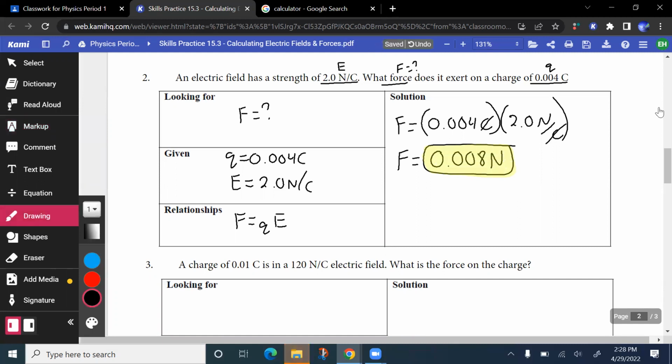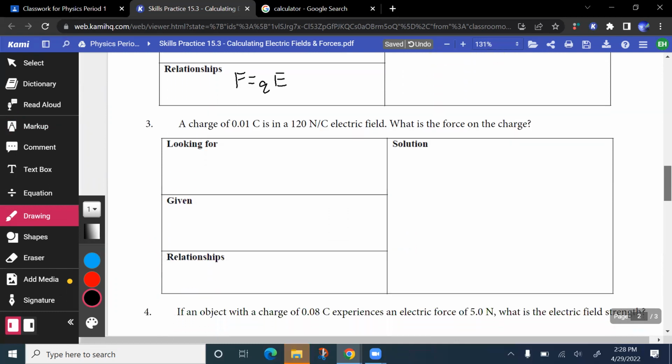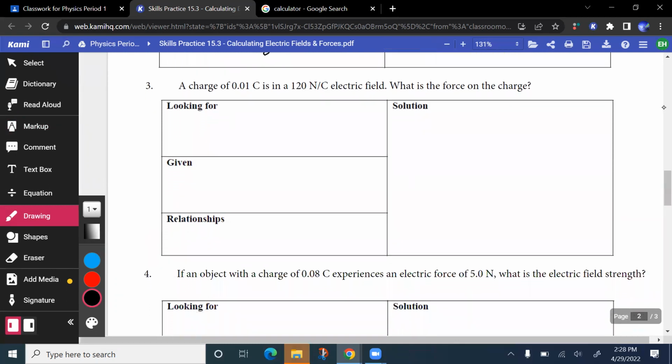Number 3. A charge of 0.01 coulombs is in a 120 newton per coulomb electric field. What is the force on the charge? So here's our charge. Here's our electric field strength. And again, we're looking for force.